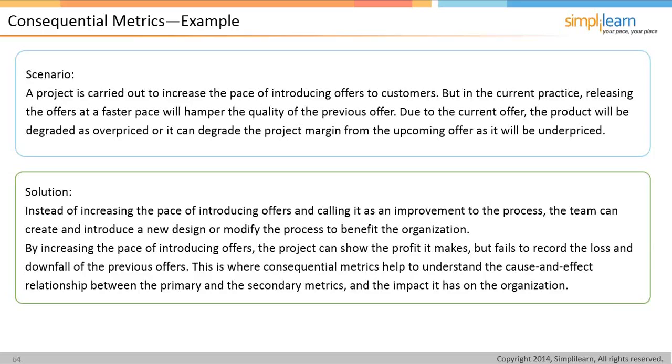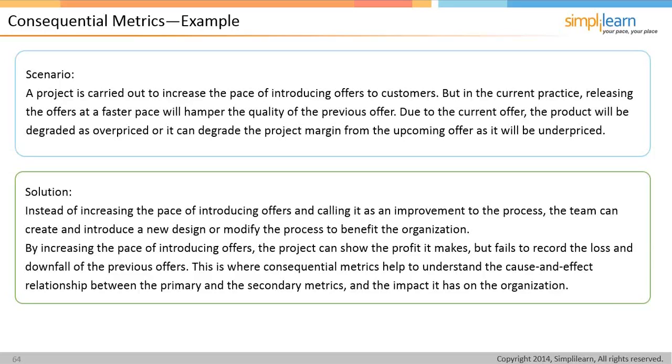So here's the solution. Instead of increasing the pace of introducing offers and calling it an improvement to the process, the team can create and introduce a new design or modify the process to benefit the organization. By increasing the pace of introducing offers, the project can show the profit it makes, but fails to record the loss and downfall of the previous offer. This is where consequential metrics help to understand the cause and effect relationships between the primary and secondary metrics and the impact it has on the organization.